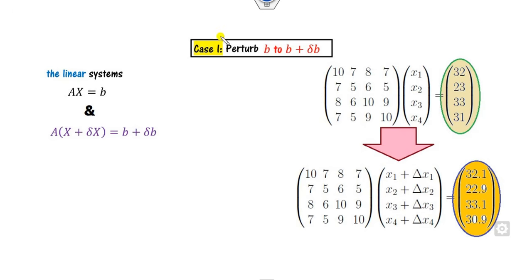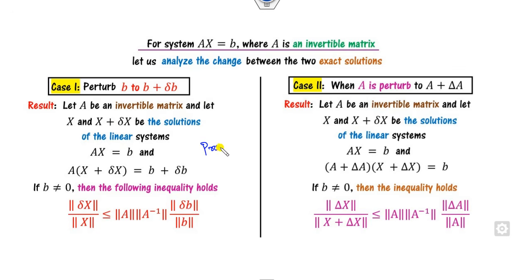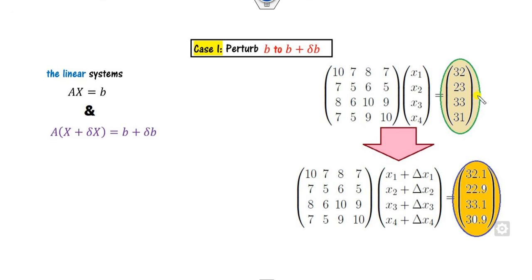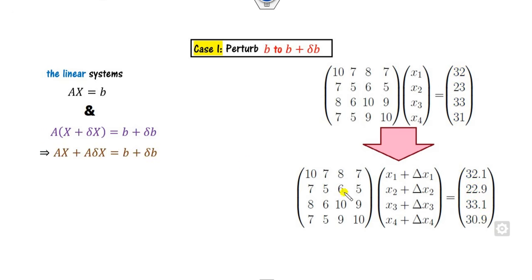I can prove the first case result in a couple of slides so that you can easily understand it. Let's say I change B to B plus delta B. Now you can see this term is my X plus delta X, and this term is B plus a small change in B. If I open this bracket, this becomes A x, and since Ax = B, it cancels out. So this becomes A delta X = delta B.